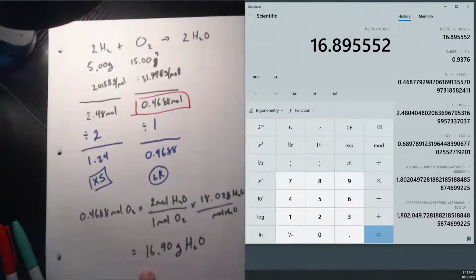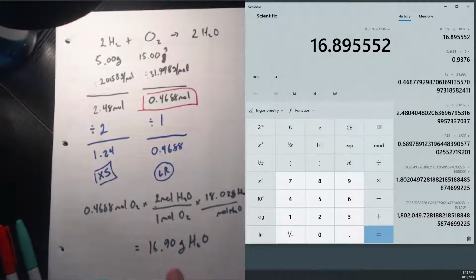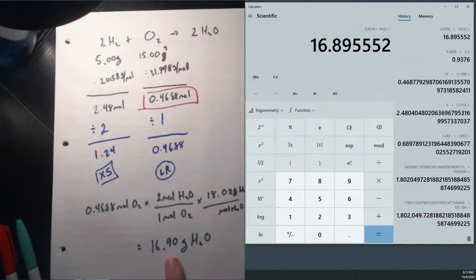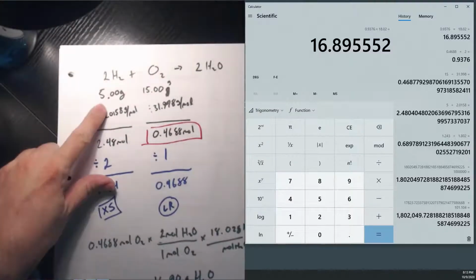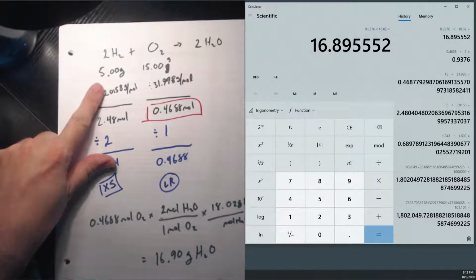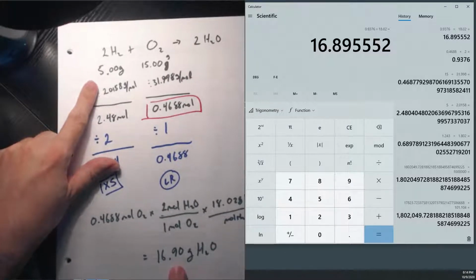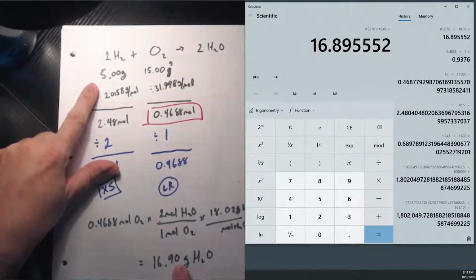So we started with 5 grams of hydrogen, 15 grams of oxygen. When we're done, we have 16.90 grams of water, and we're going to have some hydrogen left over. So it would be a perfectly valid question to ask how much hydrogen would be left over. And the answer to that is actually fairly simple. Whatever got used went in here. So we used 1.9 grams of hydrogen, which means we have 3.1 grams of hydrogen left over.